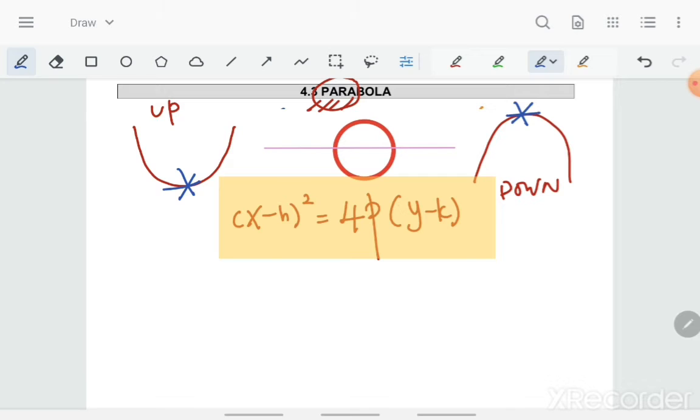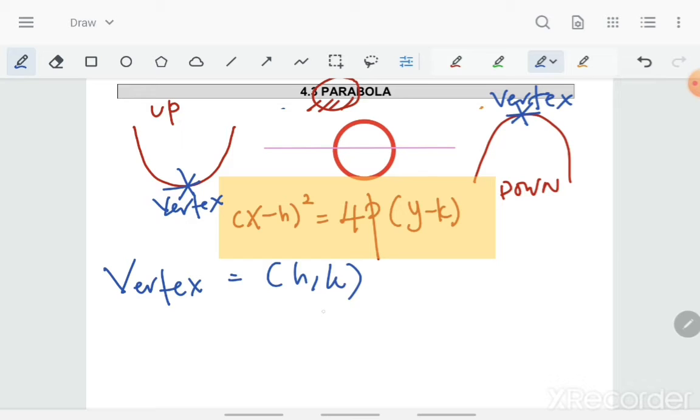So the blue line, we call that the vertex. If there are many vertices, we call them vertices. For the ellipse we have vertices, but for the parabola we call it the vertex. So the vertex here equals (h, k). It's very simple. You just use the parameters h and k, then you have the vertex.